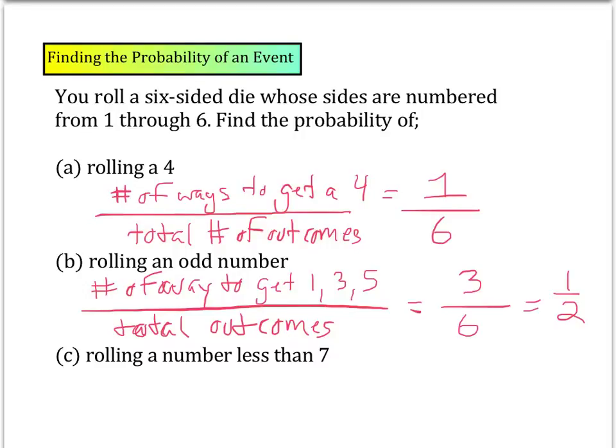And the final one is to roll a number less than 7. So the number of ways to get a number less than 7 is 6. There are 6 outcomes, so the probability is 1.